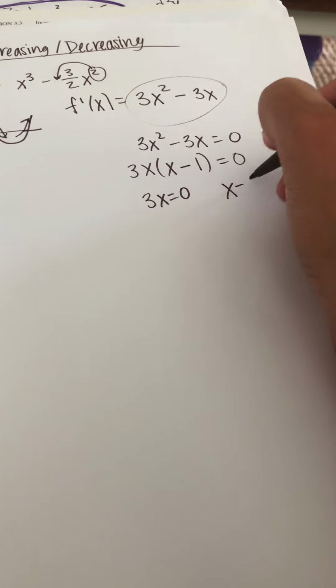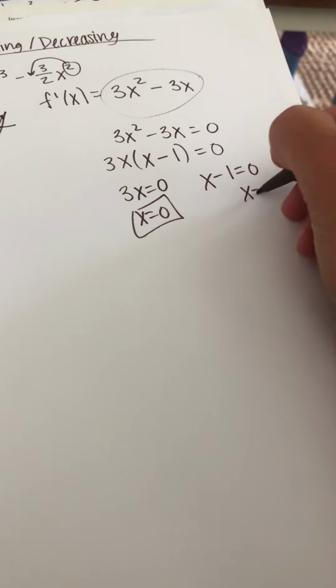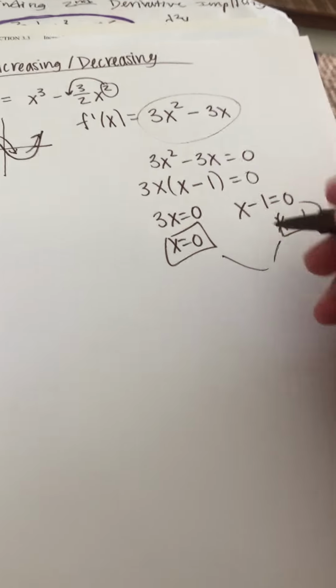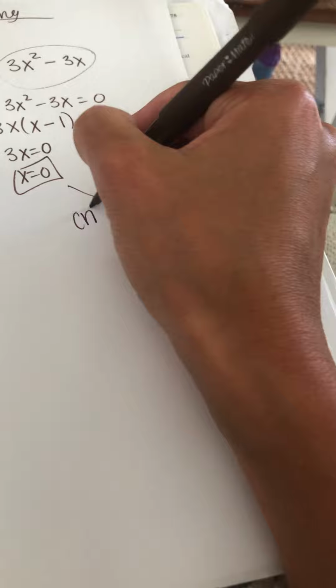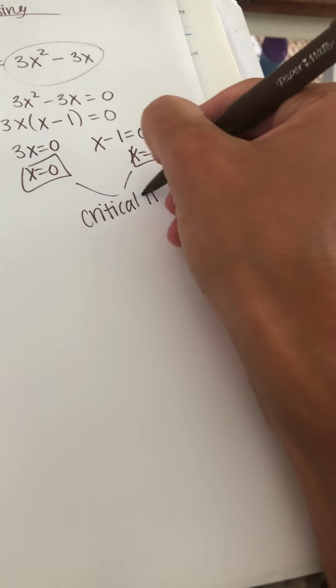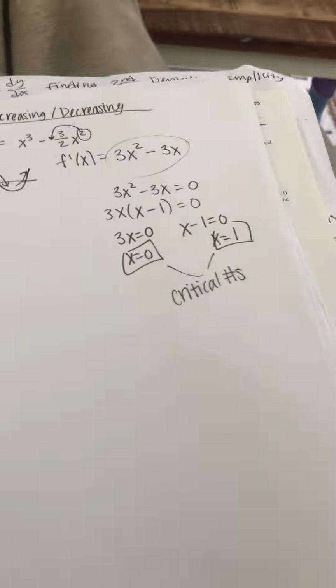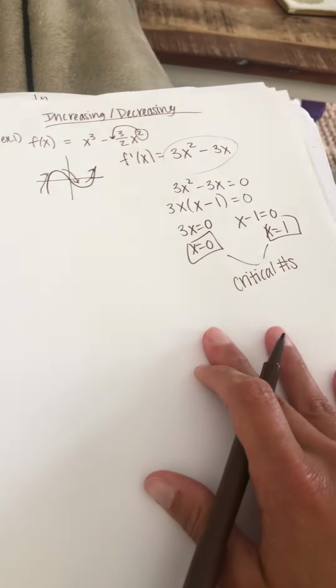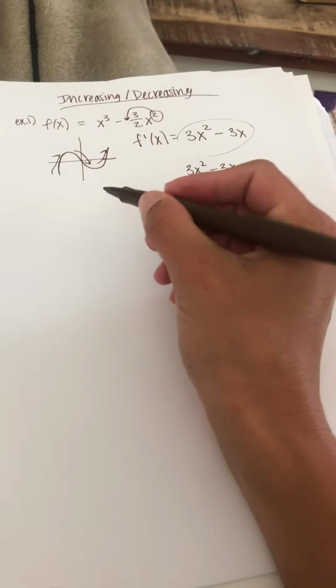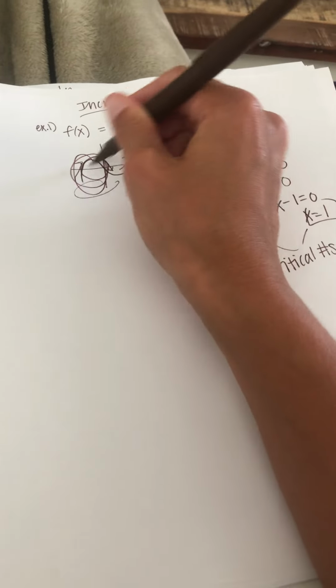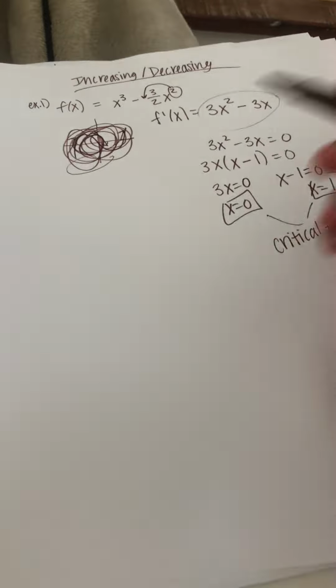I'm going to factor out 3x and get 3x times (x minus 1) equals 0, so 3x equals 0 and x minus 1 equals 0. So I get x equals 0 and x equals 1. We call these critical numbers because that's where it's turning. Okay, so critical numbers. I'm going to make this graph go away because that's not the actual graph of that.